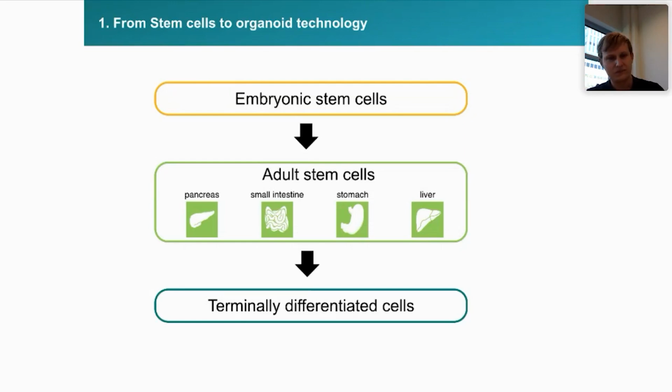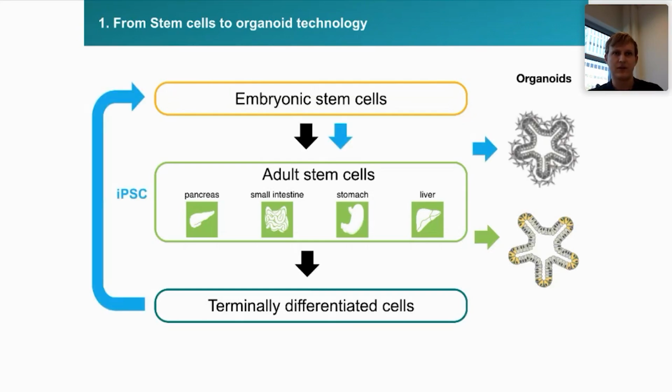Of course, I will not focus on any of that, but terminally differentiated cells can also be reprogrammed to become more embryonic stem cell-like. This was identified by Yamanaka, and terminally differentiated cells that were brought back to this embryonic stem cell state can also produce organs and mimic the environment and in vivo situation.